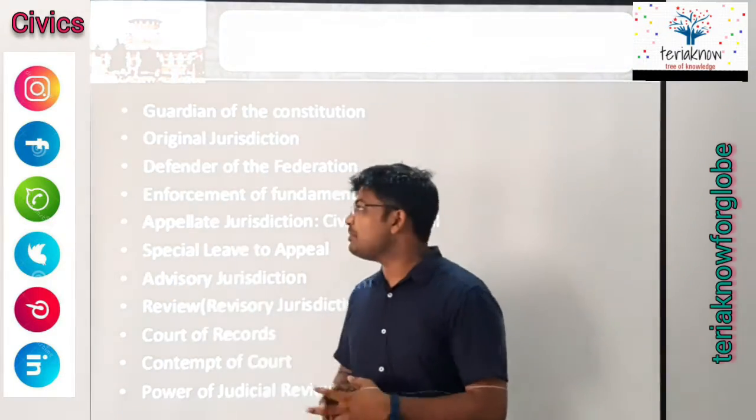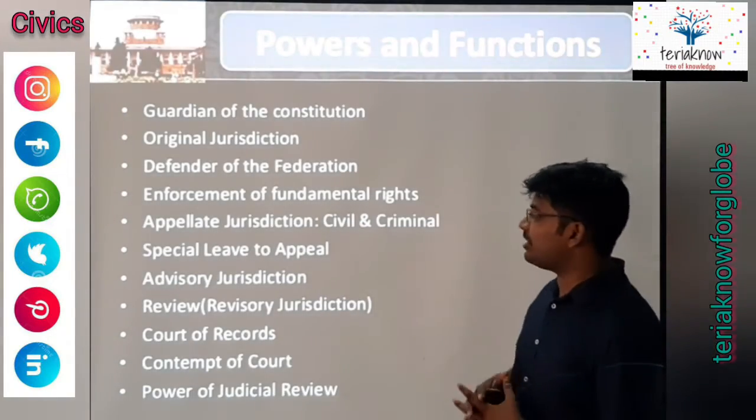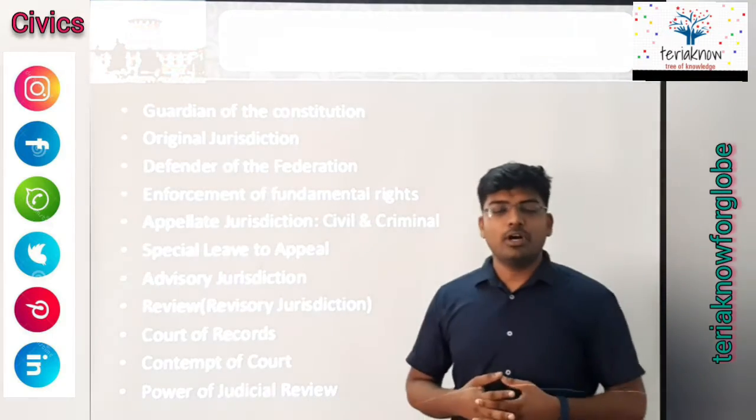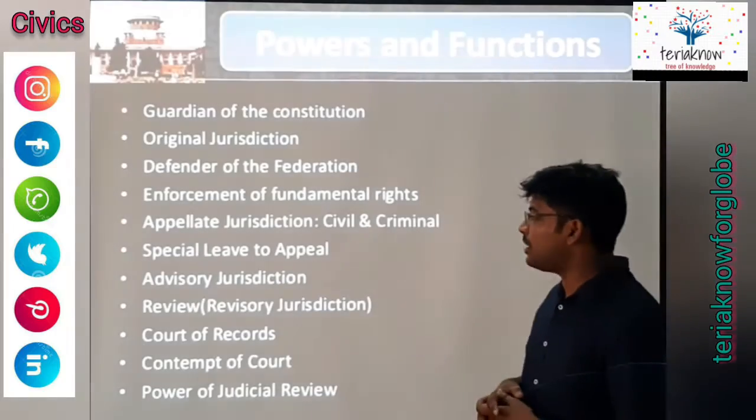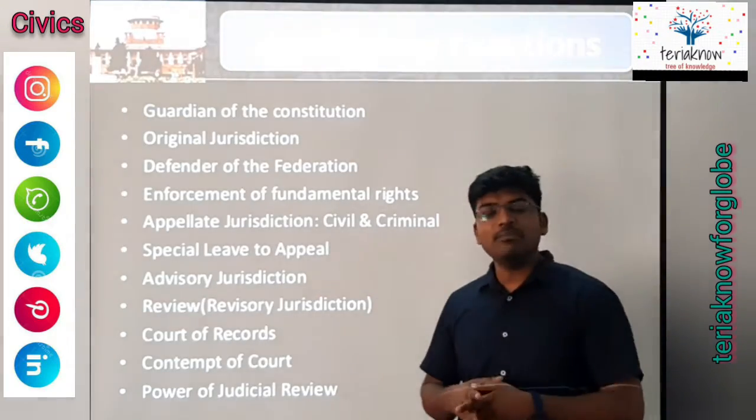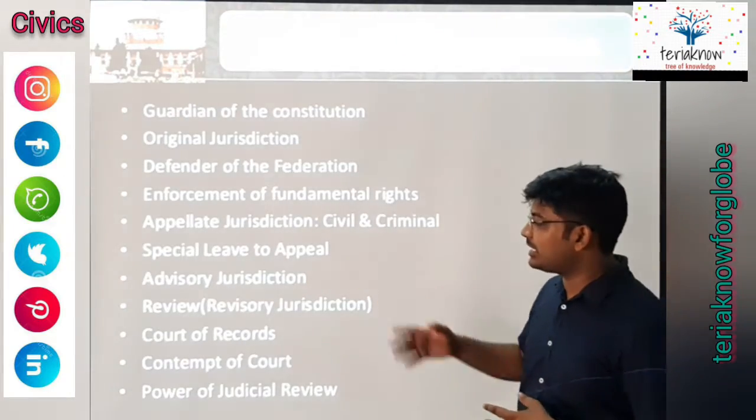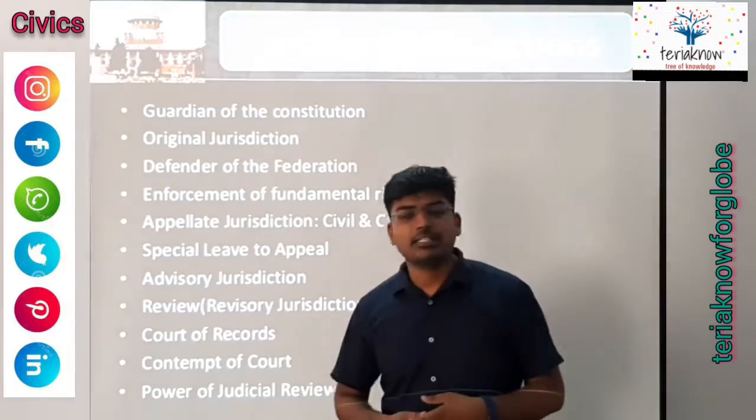That is Supreme Court. These are some functions. Then appellate jurisdiction, civil and criminal. जो सिविल और क्रिमिनल के जो प्रॉब्लम्स होते हैं, केसेस होते हैं, उसको भी सॉर्ट आउट करते हैं. Understood? Then special leave to appeal. आपको अपील पे लीव मिलता है, वो भी देते हैं. Advisory jurisdiction, अगर एडवाइस पे जुरिडिक्शन भी देते हैं. Then review, revisory jurisdiction, आपके केस को रिव्यू भी कर सकते हैं.